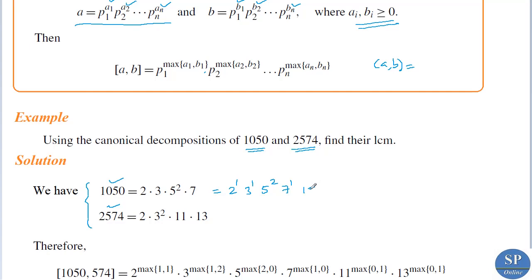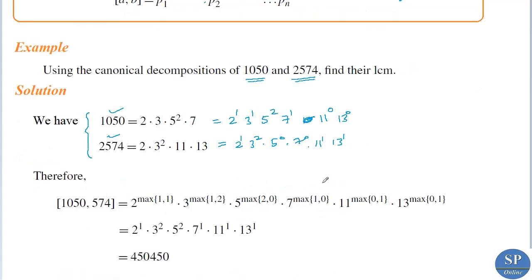So 11 power 0 and 13 power 0. And here we have 2 power 1, 3 square, then 5 power 0, 7 power 0, and 11 power 1, 13 power 1. So we have the LCM is nothing but 2 power maximum of 1 comma 1, which is 1. 3 power maximum of 1 comma 2, which is equal to 2, that is 3 square.